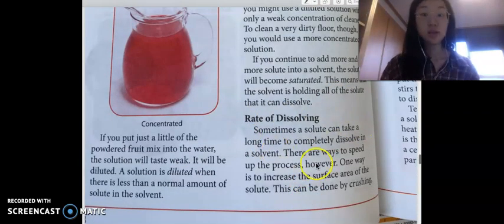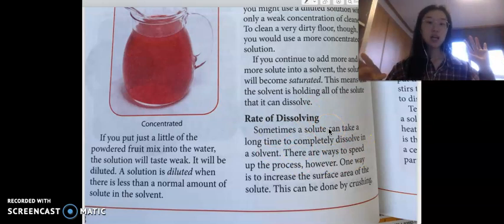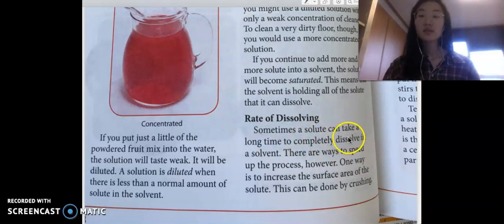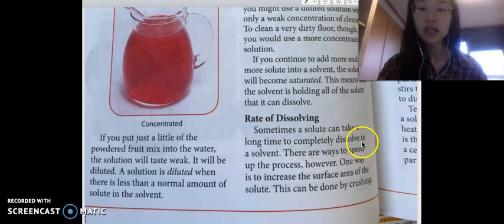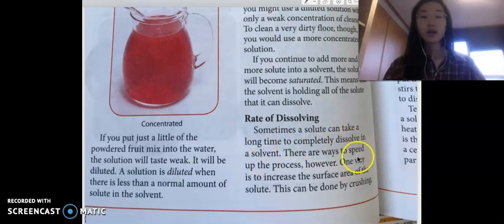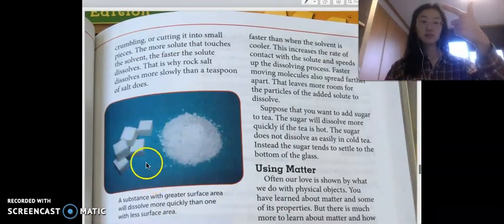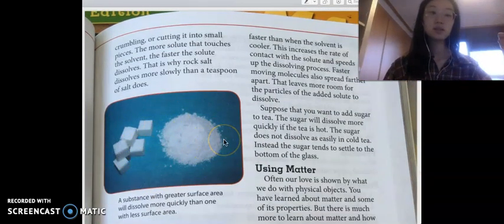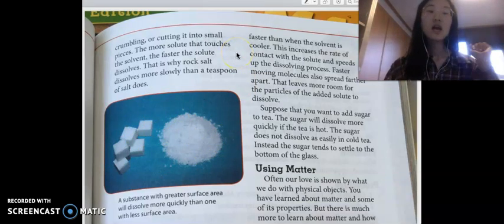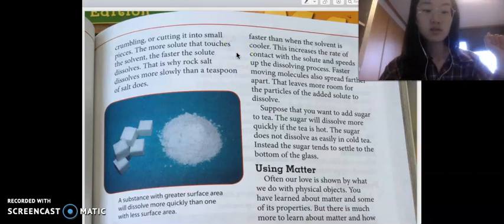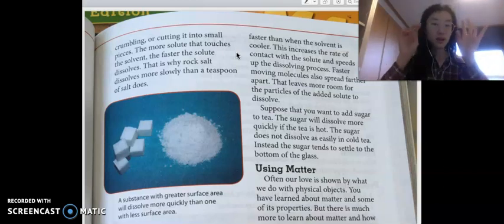Now, rate of dissolving. This is how quickly the solute can dissolve. Sometimes a solute can take a long time to completely dissolve in a solvent, but there are ways to speed up the process. One way is to increase the surface area of the solute, and this can be done by crushing, crumbling, like this, or cutting it into small pieces. The more solute that touches the solvent, the faster the solute dissolves. This is why rock salt dissolves more slowly than a teaspoon of salt does, because it's bigger.